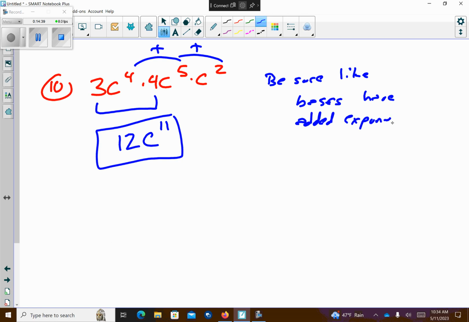That might be an okay note to have. Be sure if you have bases that are being multiplied, you add the exponents. I mean, that looks like a complex problem that kind of fizzles down to something manageable.